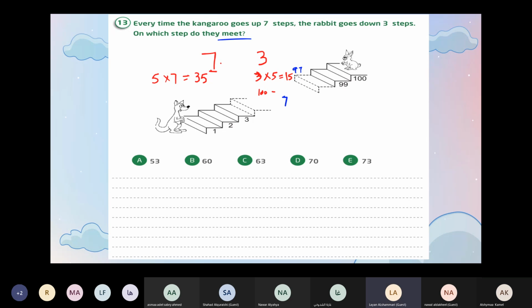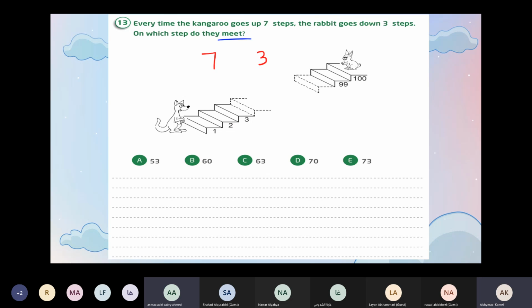85. They didn't meet. Here, the kangaroo would be on step 35 and the rabbit will be on step 85. I will change my mind. I will say after 10 steps. Teacher, we have an easier way. We will multiply 7 by 10. Yes, I know.